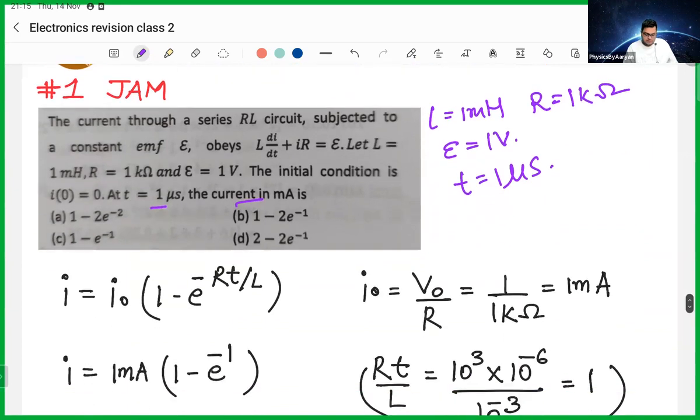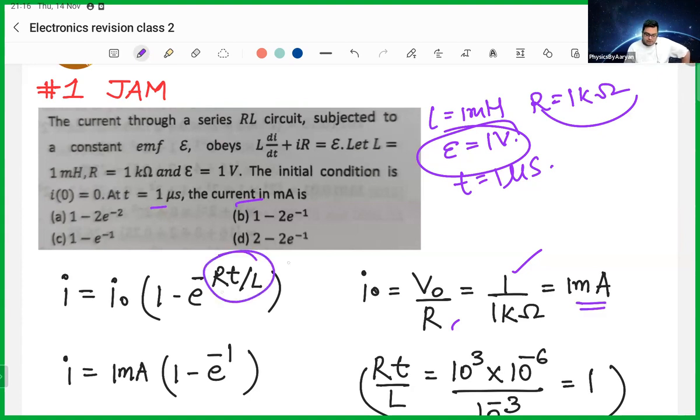So I will use the equation I = I₀(1 − e^(−Rt/L)). What is I₀? I₀ is V₀ by R. What is the voltage? 1 volt. What is the resistance? 1 kilo ohm. So it will give you 10^(−3), because kilo is 10^3, which goes up and becomes minus 3, so it will give you 1 milliampere.